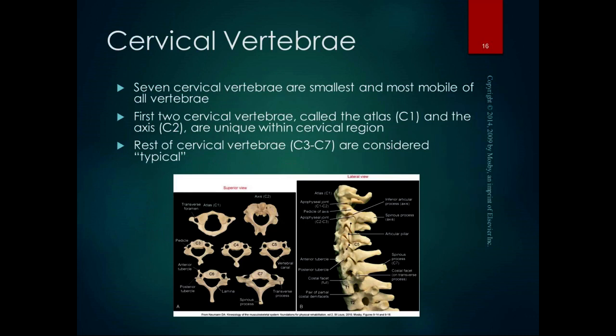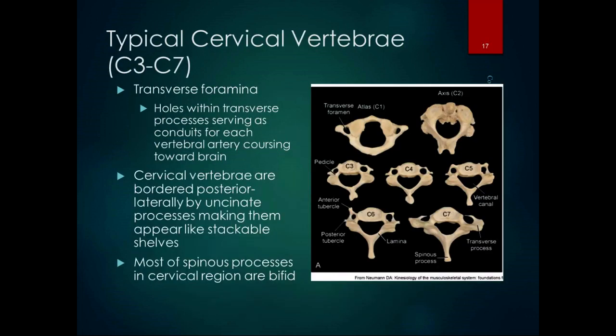So there are 7 cervical vertebrae. They're the smallest and the most mobile of all the vertebrae. The first 2, C1 and C2, we just talked about, and they're unique. They're not just unique within the cervical region, they're unique within the whole body. There's only one of C1 and one of C2. The rest of the cervical vertebrae, C3 through C7, are considered typical, but when you look at them, each one is a little bit different. So, C3 and C7 are your typical cervical vertebrae, and C1 and C2 are special.